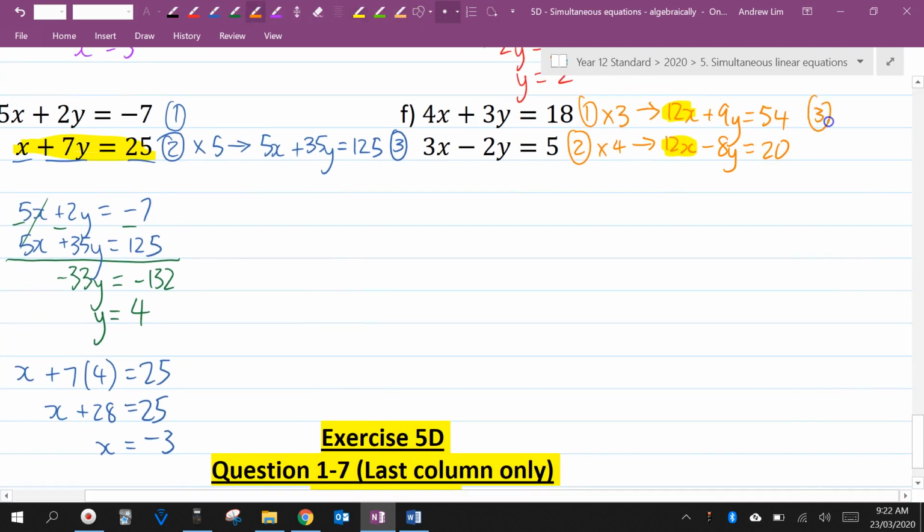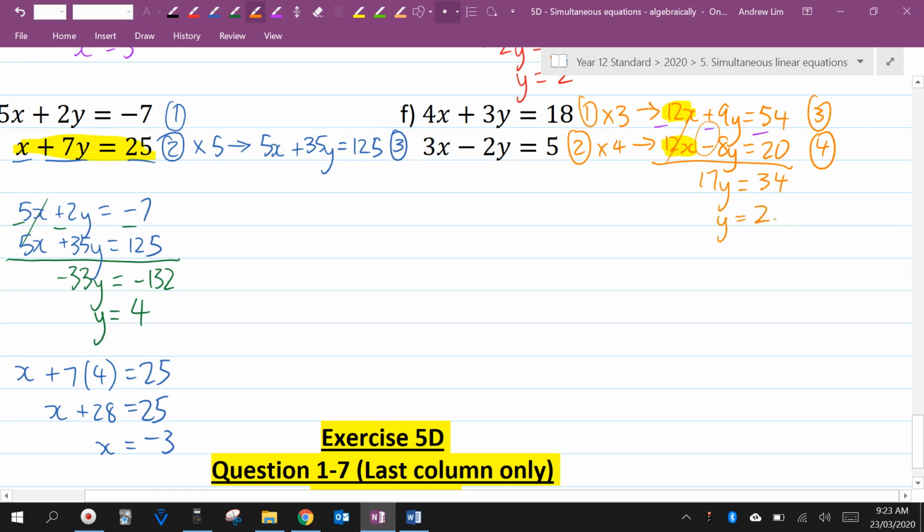So I'm looking at statement 3 and statement 4 now. I want to eliminate x because they have the same coefficient. Because the signs of those coefficients are the same, we subtract. Same, subtract. 12x minus 12x is 0. Cancel each other out. 9y minus minus 8y becomes 9y plus 8y, which is 17y. And 54 minus 20 is 34. Therefore, y is equal to 2.